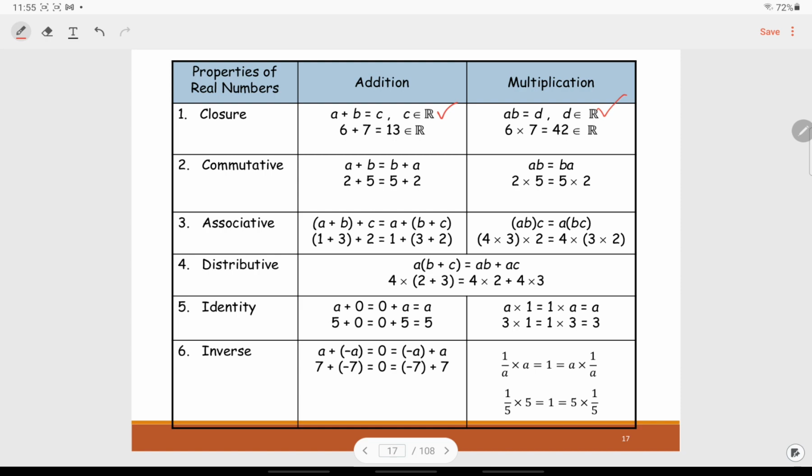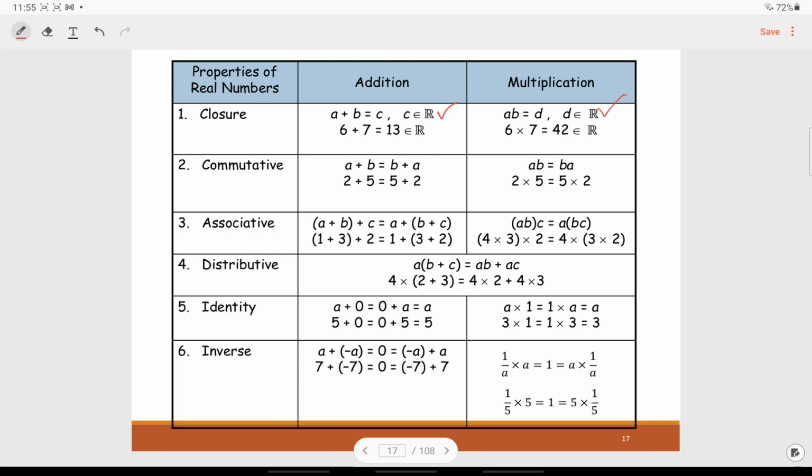The commutative property is related to the position of the numbers. So we change the position of the numbers. For example, a plus b is equal to b plus a. The same goes with multiplication. ab is equal to b times a. We change the location of the numbers, but the outcome is still the same.